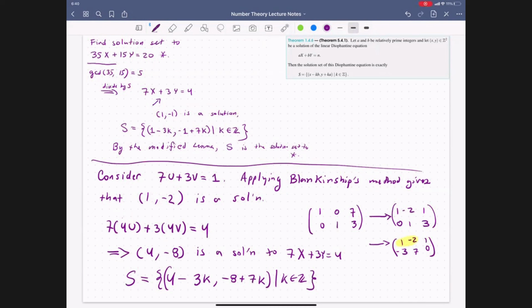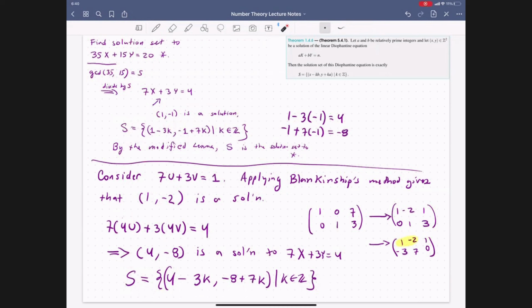But at first glance, these two sets look different. We have a 4, here we had a 1. Here's a minus 8, here we had a negative 1. But now, observe that if we go ahead and plug in 1 minus 3 times negative 1, this will give us 1 plus 3, so 4. And the same situation will give us minus 1 plus 7 times minus 1, which is equal to negative 8. So we can actually show that this set here is exactly the same as this one here.